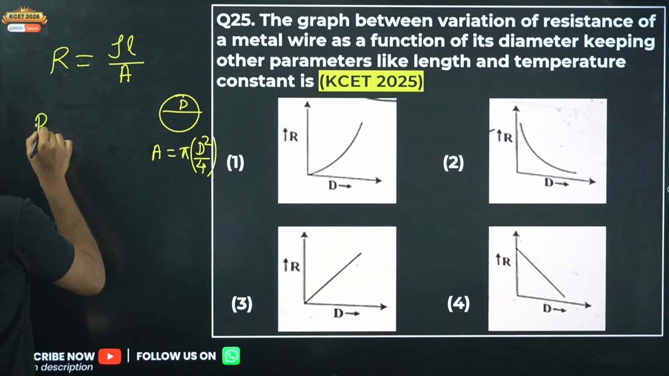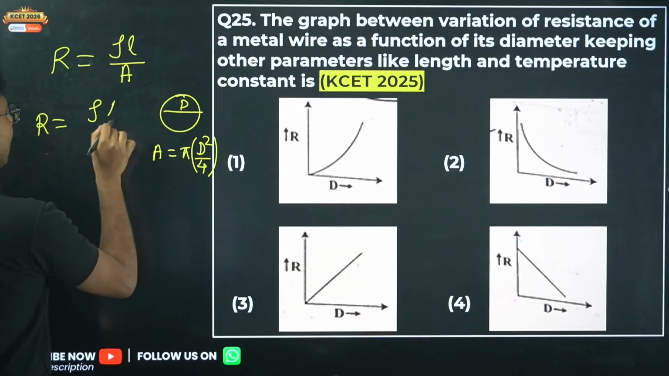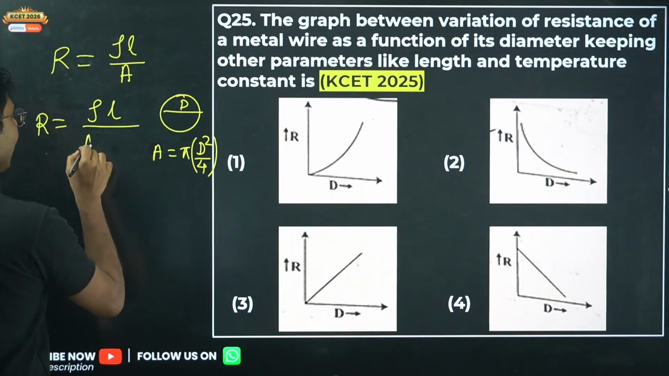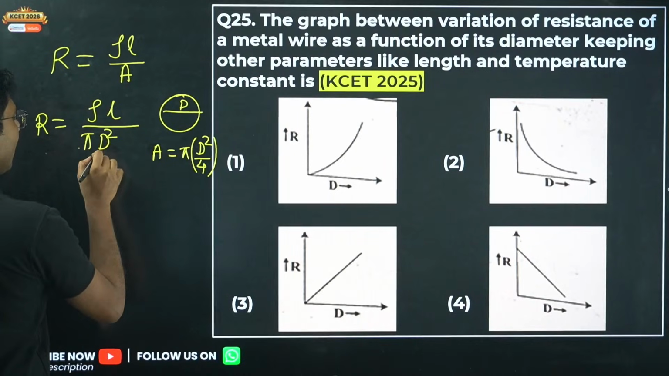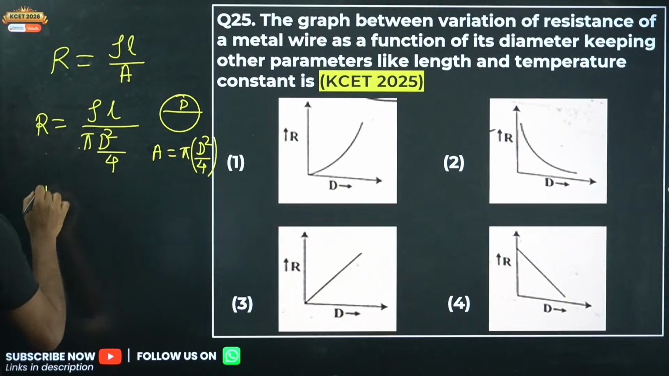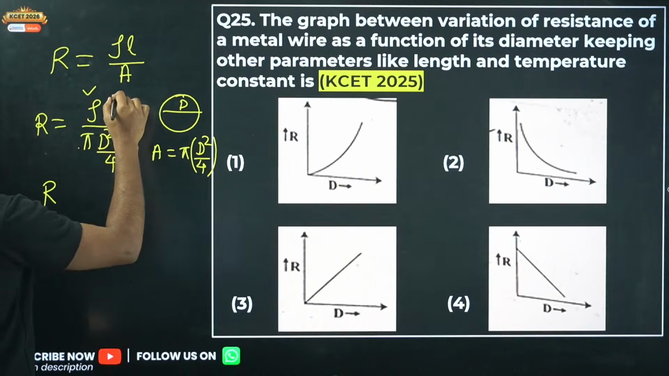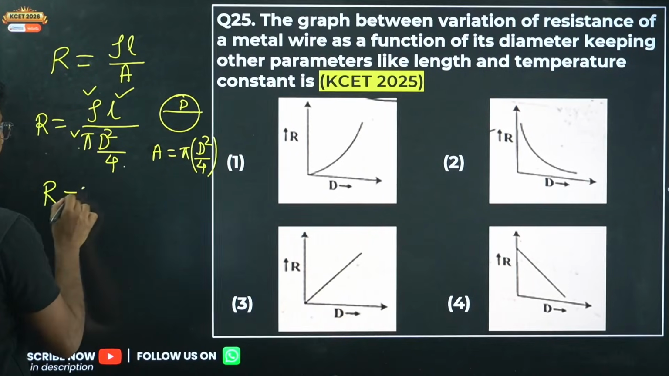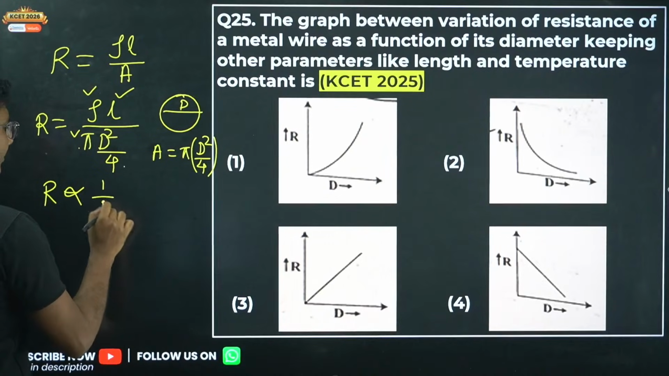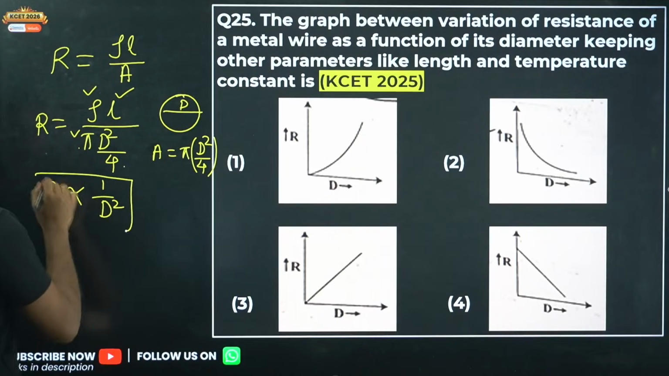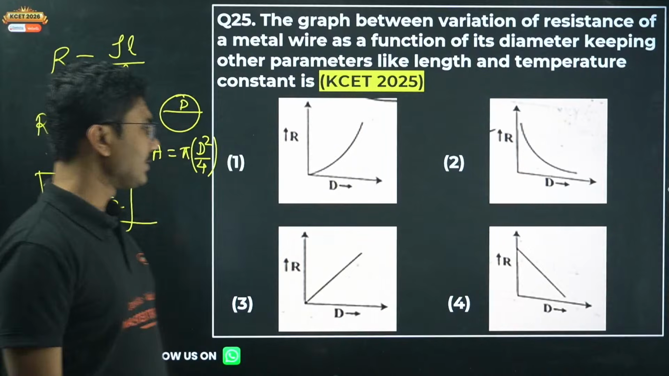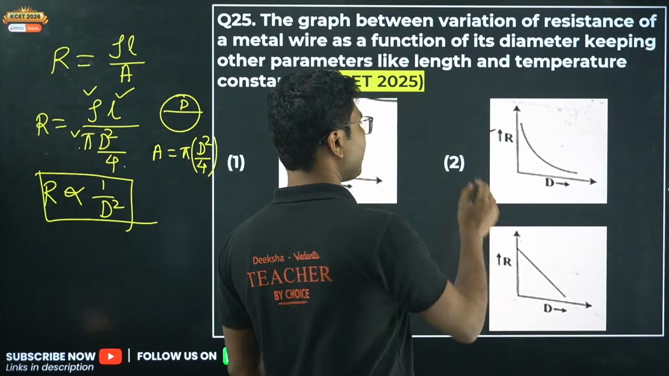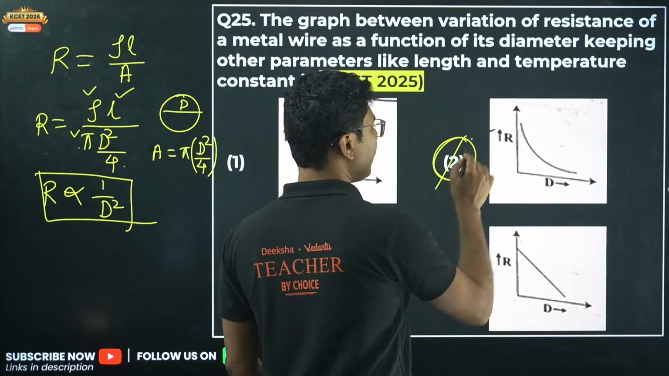So resistance is given by rho L divided by pi d square by 4. Now if you see that everything else is constant, rho is constant, L is constant, pi is a natural constant, 4 is also constant, so we can say that resistance is inversely proportional to the square of the diameter. Resistance is inversely proportional to square of the diameter, so option 2 is correct.